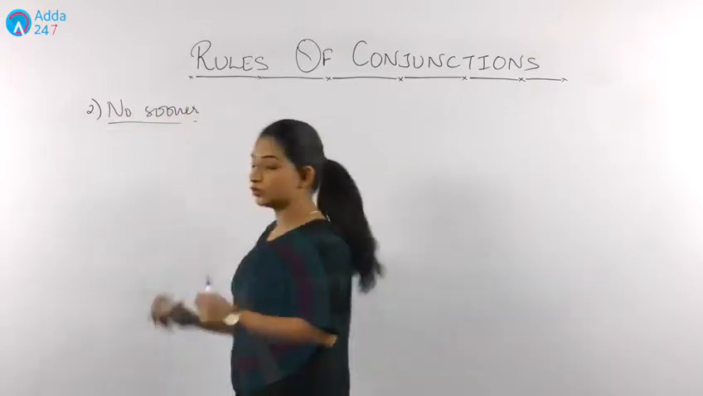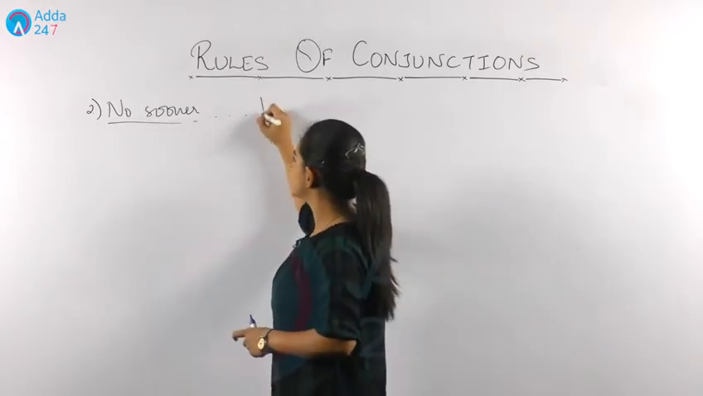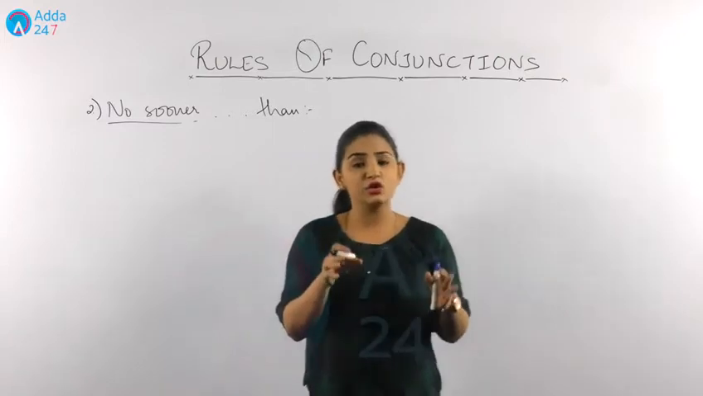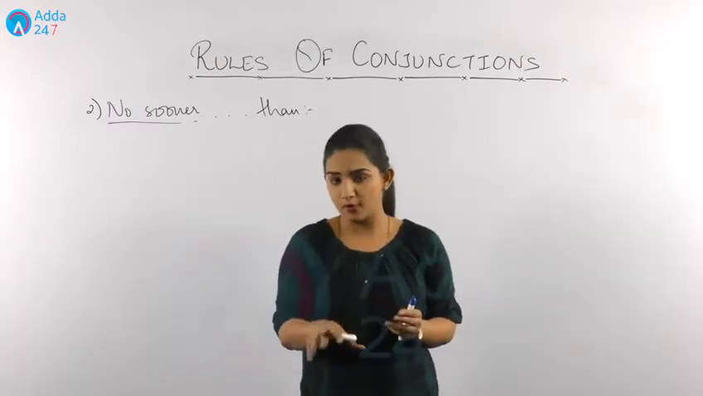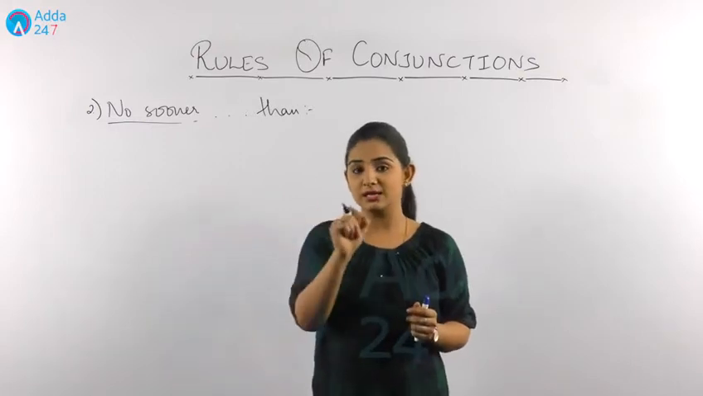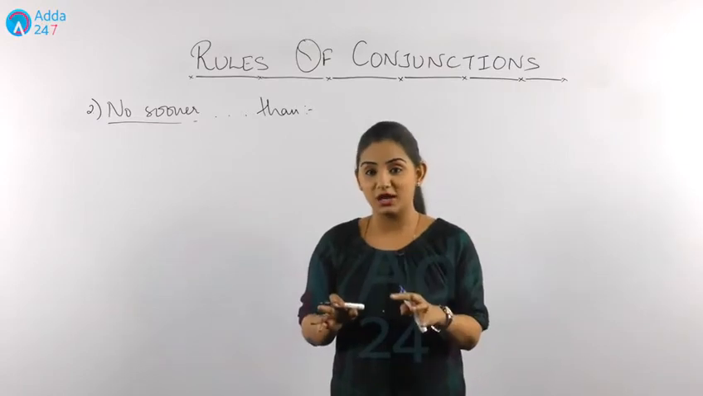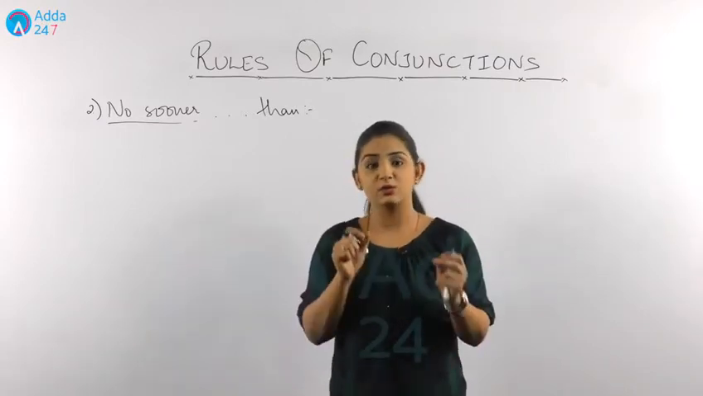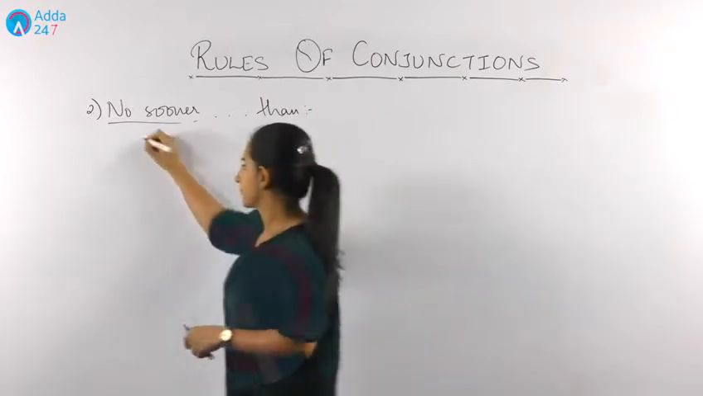Now the next rule that we have is related to no sooner. And when we talk about no sooner, there is a condition. You will always use than with it in the sentence. Now, as I told you, when there is a short time gap between the two tasks performed, then you use hardly, barely, scarcely with when. But when you have two tasks and both are done simultaneously, which means together, then you use no sooner than.